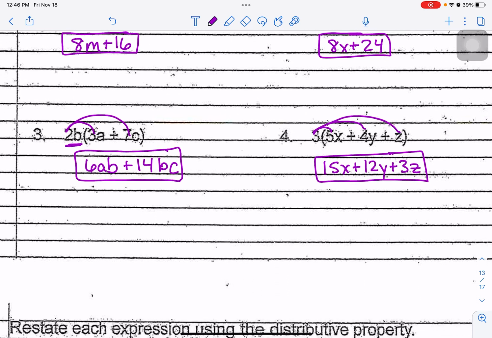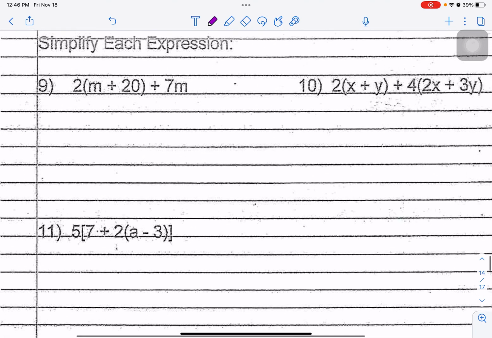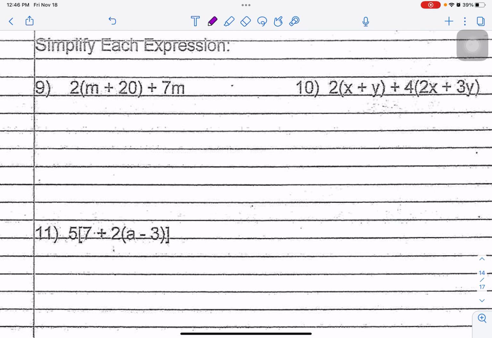Now we're going to flip it over to the following page, and we're going to skip to number 9, where we're going to distribute and then simplify. So I have a 2 times an m, which is 2m, and the 2 times the 20, which is 40. But I am not going to distribute to the 7m because that is outside the parentheses. So instead I'm just going to bring the 7m down. But now I'll combine like terms. The like terms would be the 2m and the 7m, which is 9m, and then we bring along the plus 40.